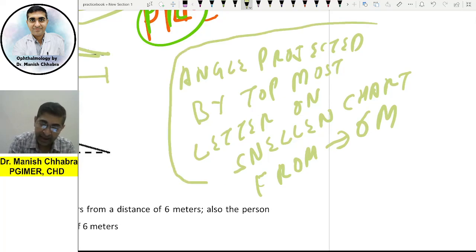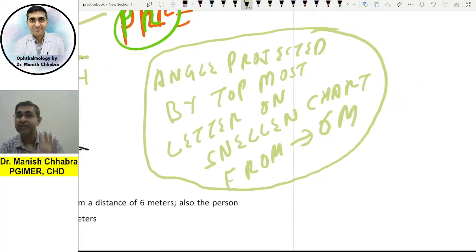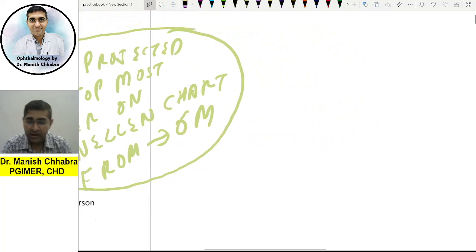Mind you, had it been 60 meters, it would have been clear, 5 minutes. But they have asked 6 meters. So that means you are reading the top letter from a distance of 6 meters. What will be the angle projected by this very letter? Now let's apply some mathematics. The minimal angle of resolution of the human eye is 1 minute.